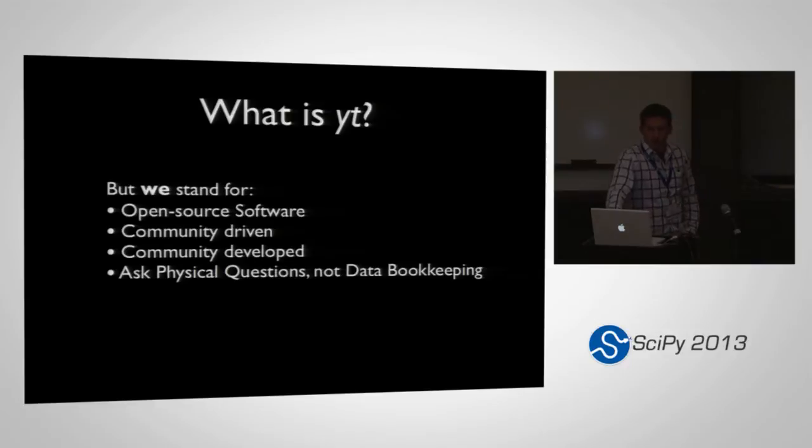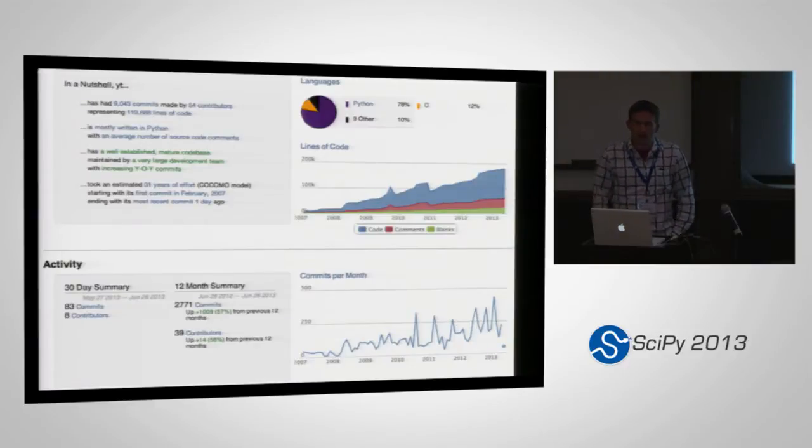A little bit more background on the YT project. If you go to ohloh.net, there's some really cool stats. The bottom line here is that there's now over 9,000 commits, about 120,000 lines of code. We have a very large, according to them, mature code base with lots of cool development going on.